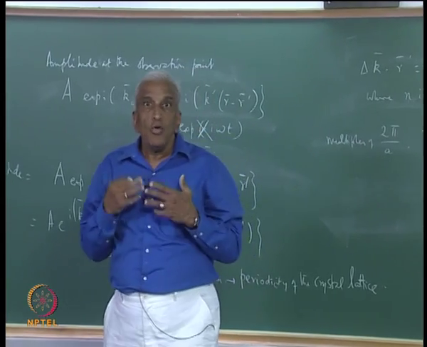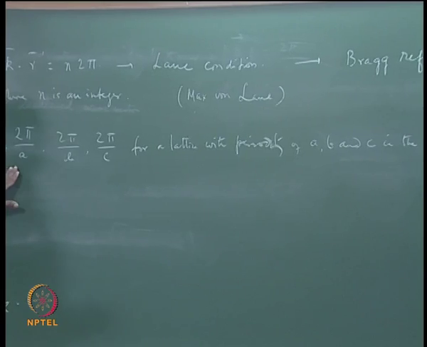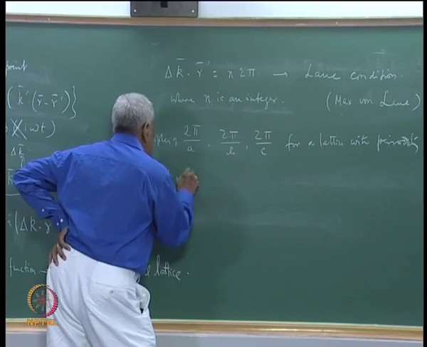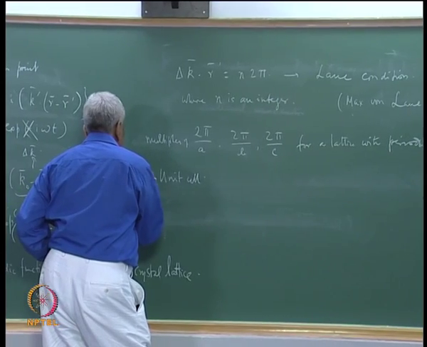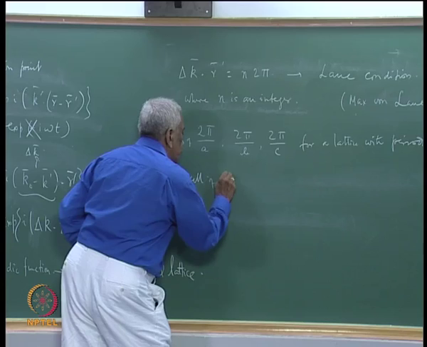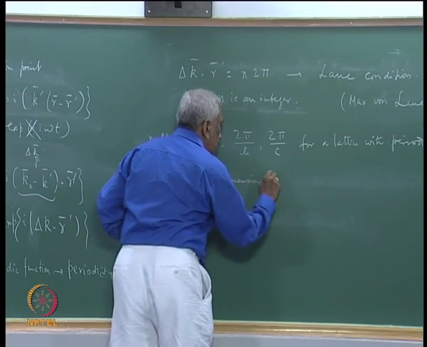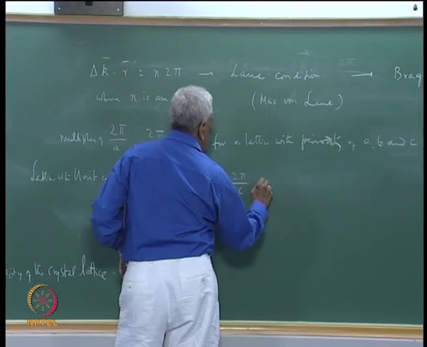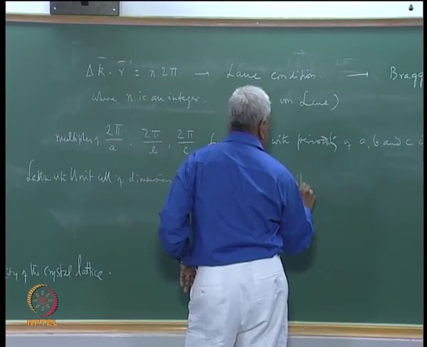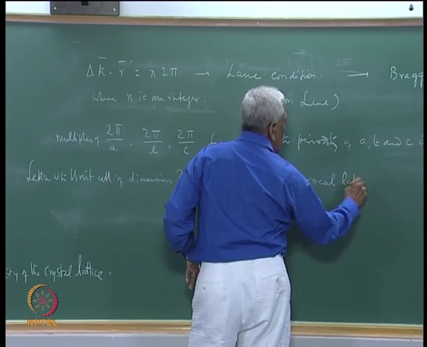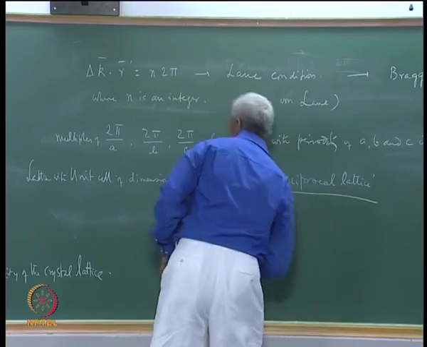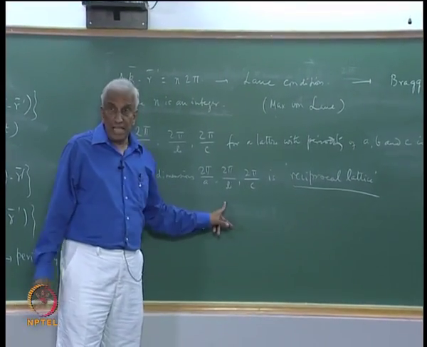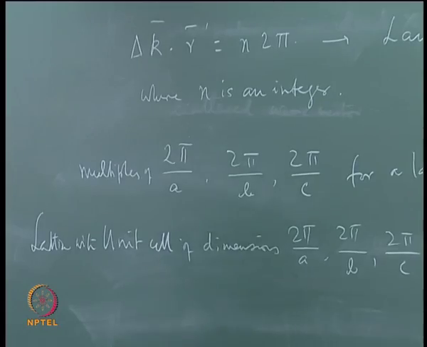It is now useful to construct a lattice with a unit cell with lengths of this kind, and such a lattice with unit cell of dimensions 2 pi by a, 2 pi by b, 2 pi by c is known as the reciprocal lattice. In crystallography, this is a very useful concept. It is called reciprocal lattice because it involves a unit cell whose lengths are the reciprocals of the three lattice parameters.